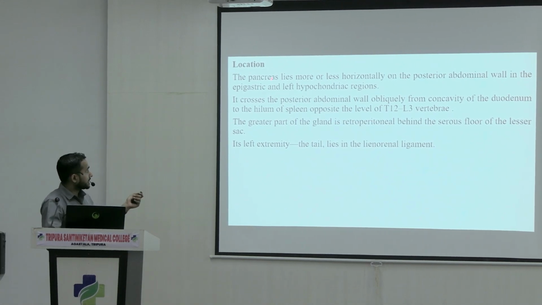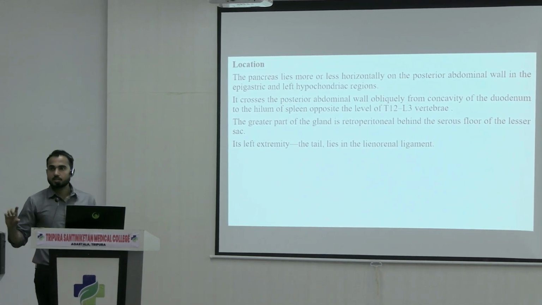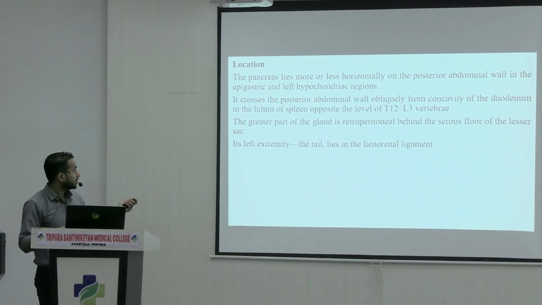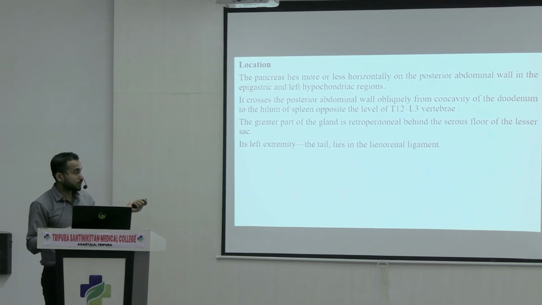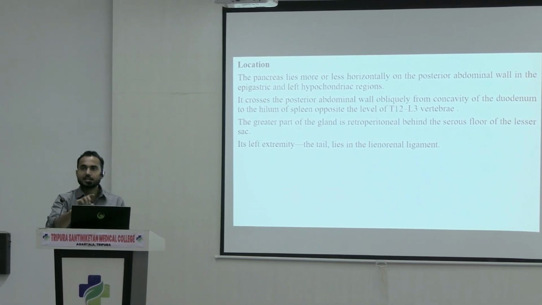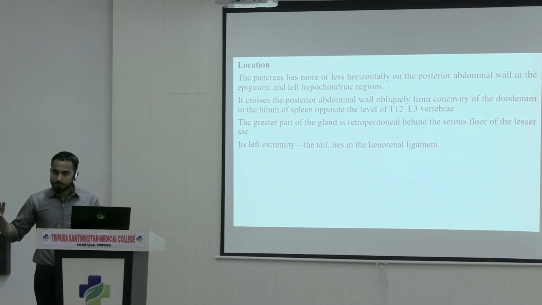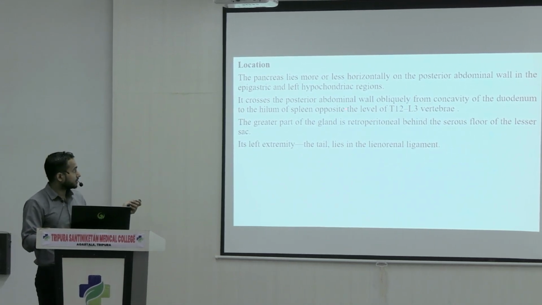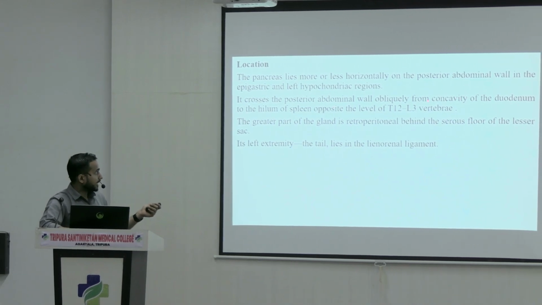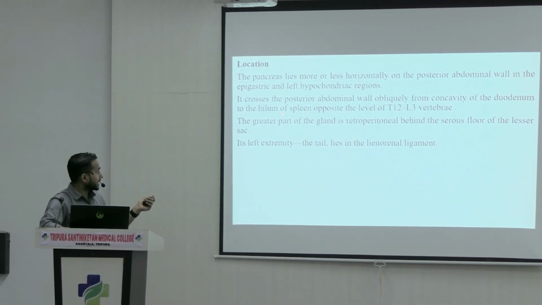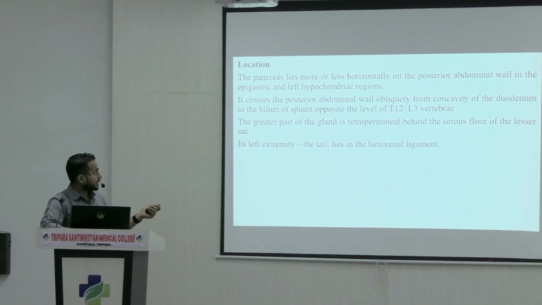The pancreas is situated almost horizontally in the posterior abdominal wall, in the epigastric and left hypochondriac regions. Though it is placed horizontally, it crosses the posterior abdominal wall obliquely into the concavity of the duodenum, then extends to the hilum of the spleen, and it is situated at the level of T12 to L3 lumbar vertebra.